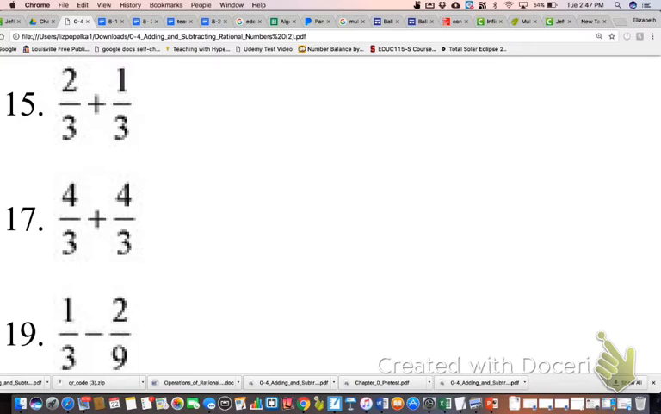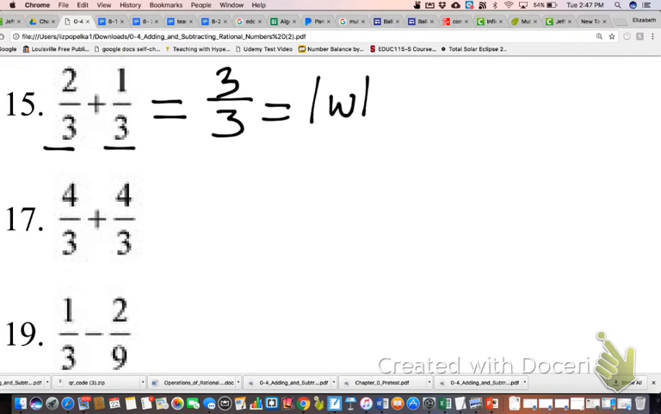Next, I've got 2/3 plus 1/3, and again, they've got a common denominator, so all I have to do is add them together. That'll be 3/3, which actually simplifies to 1 whole, or just to 1. Make sure you simplify, don't just leave it as a 3/3.